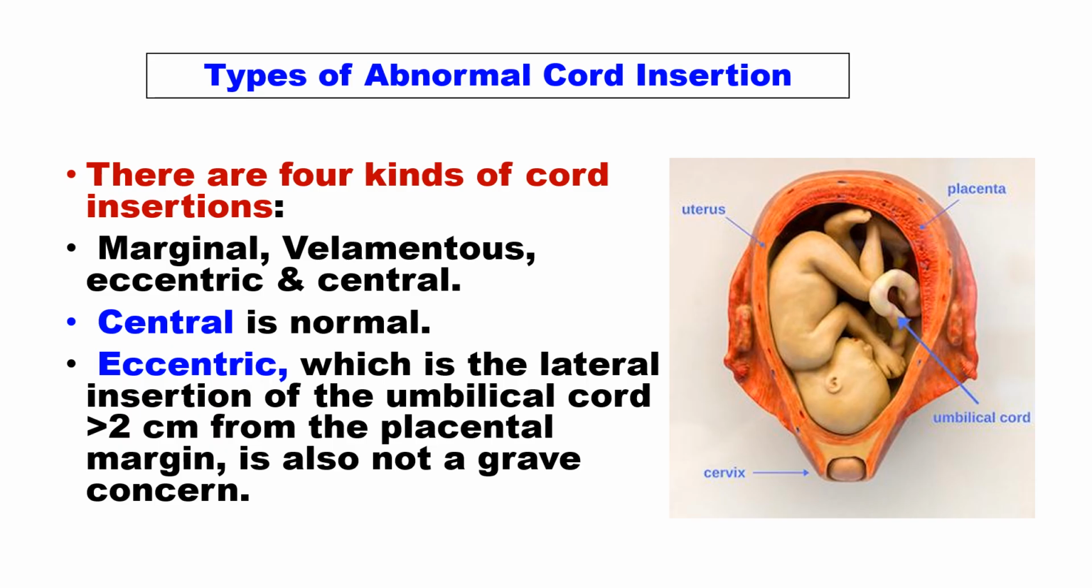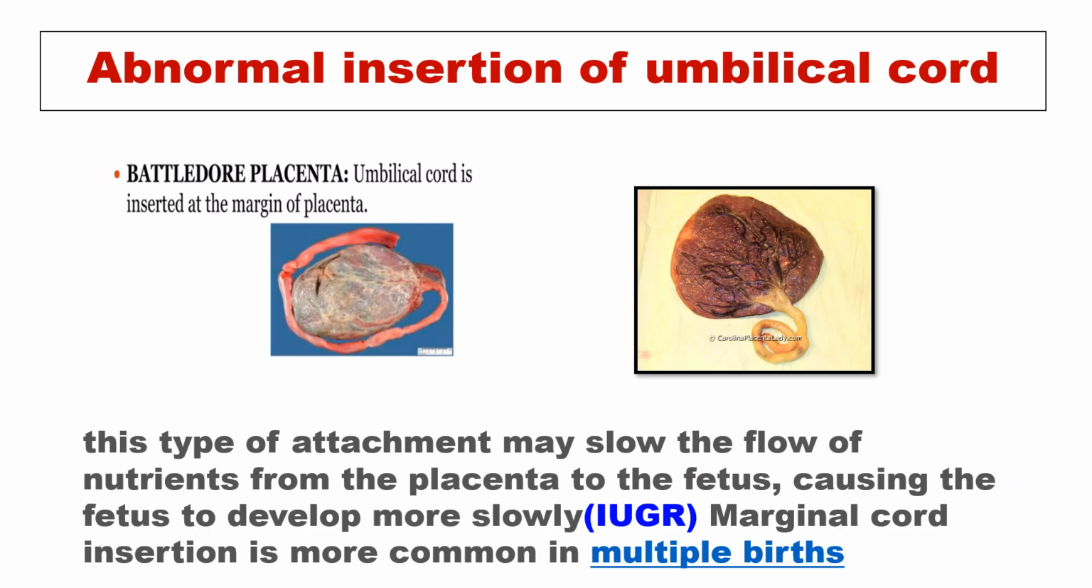Types of abnormal cord insertion. There are four types of cord insertion. The umbilical cord can be attached marginally, velamentous insertion, eccentric, and central. Central is normal. Eccentric is also considered normal, where the cord is inserted about 2 centimeters from the placental margin. It's also not a grave concern.